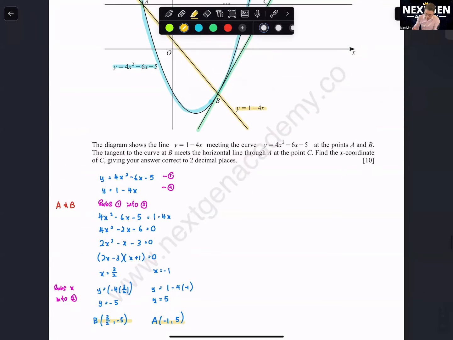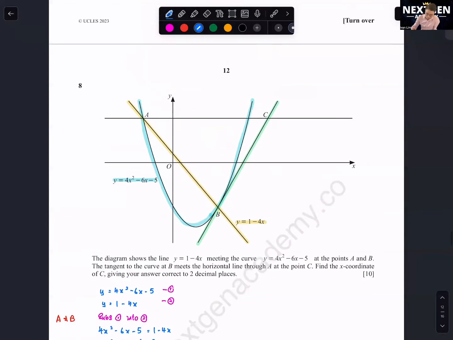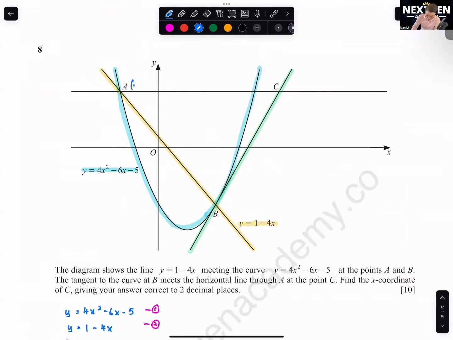Plot it out on the graph first. So I got these 2 points here. Negative 1, 5. And here, 3 over 2, negative 5.